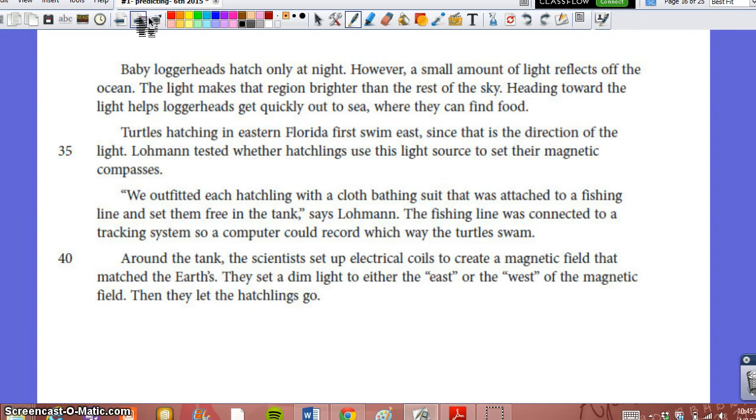Lohman tested whether hatchlings use this light source to set their magnetic compasses. We outfitted each hatchling with a cloth bathing suit that was attached to a fishing line and set them free in the tank, says Lohman. The fishing line was connected to a tracking system, so a computer could record which way the turtles swam. Around the tank, the scientists set up electrical coils to create a magnetic field that matched the Earth's. They set a dim light to either the east or the west of the magnetic field. Then they let the hatchlings go.